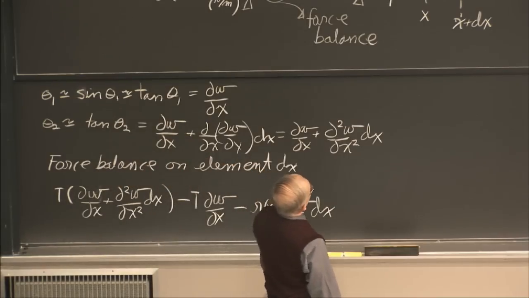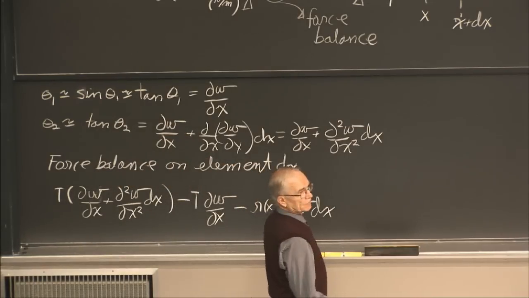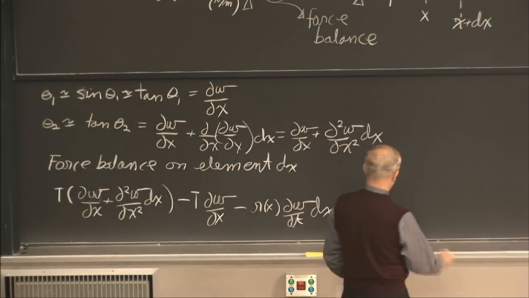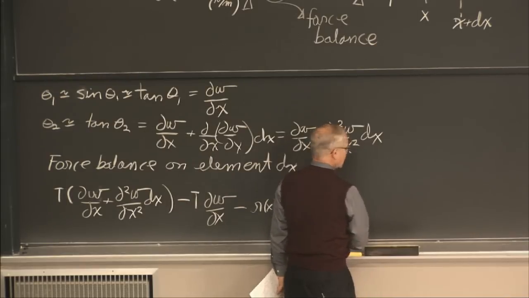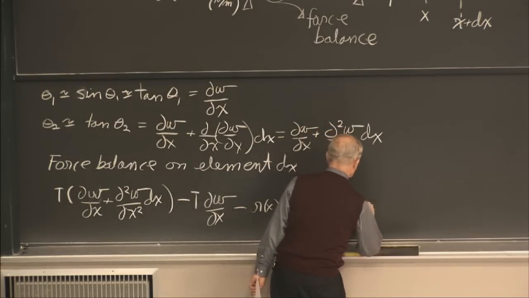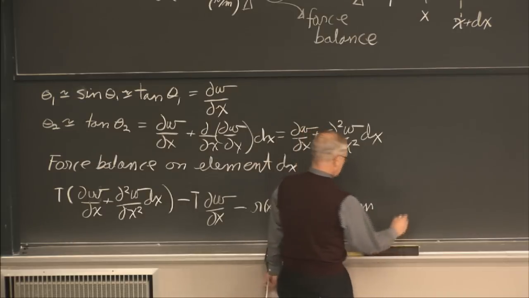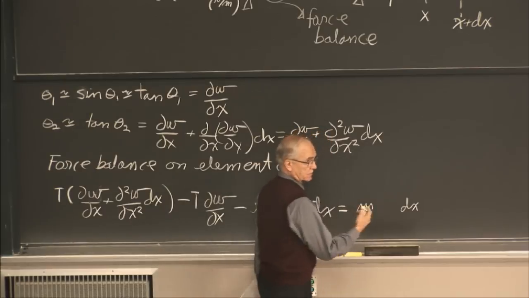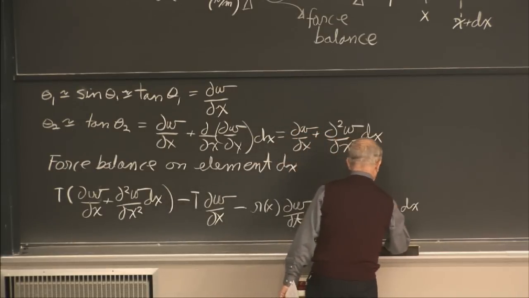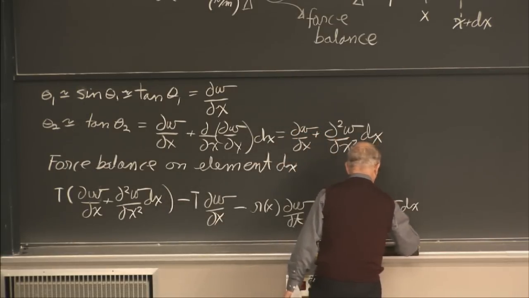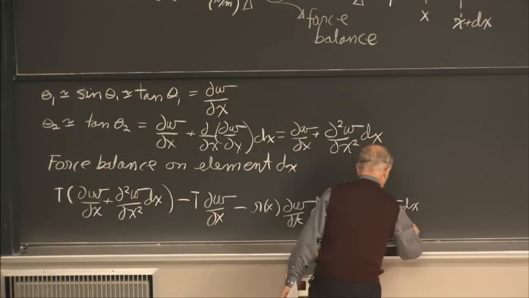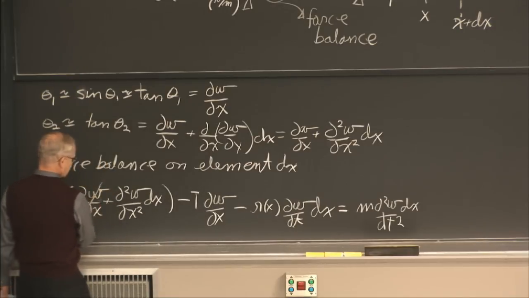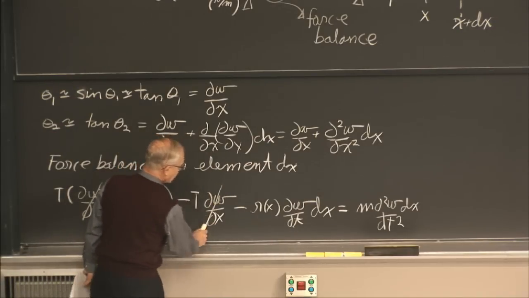And have we missed anything? So that's the sum of the external forces on this little slice. And that has to be equal to, what did Newton say? The mass, which is the mass per unit length, times dx is the total mass, times the acceleration, partial squared w with respect to t squared. Okay. So this cancels this term.